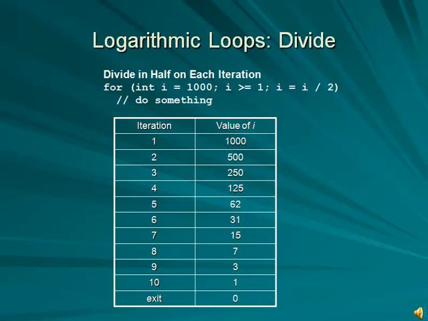Here's a slight variation on the logarithmic loop. Instead of multiplying on each iteration, we're dividing. So the loop starts at 1,000 and works its way down to 1. And notice also that we're using integer-based arithmetic, so some division results in truncation to a whole number. Much like the previous logarithmic loop, where we multiplied by 2, 10 iterations gets us to our goal. On the next screen, let's consider again the effect of doubling the value of n.